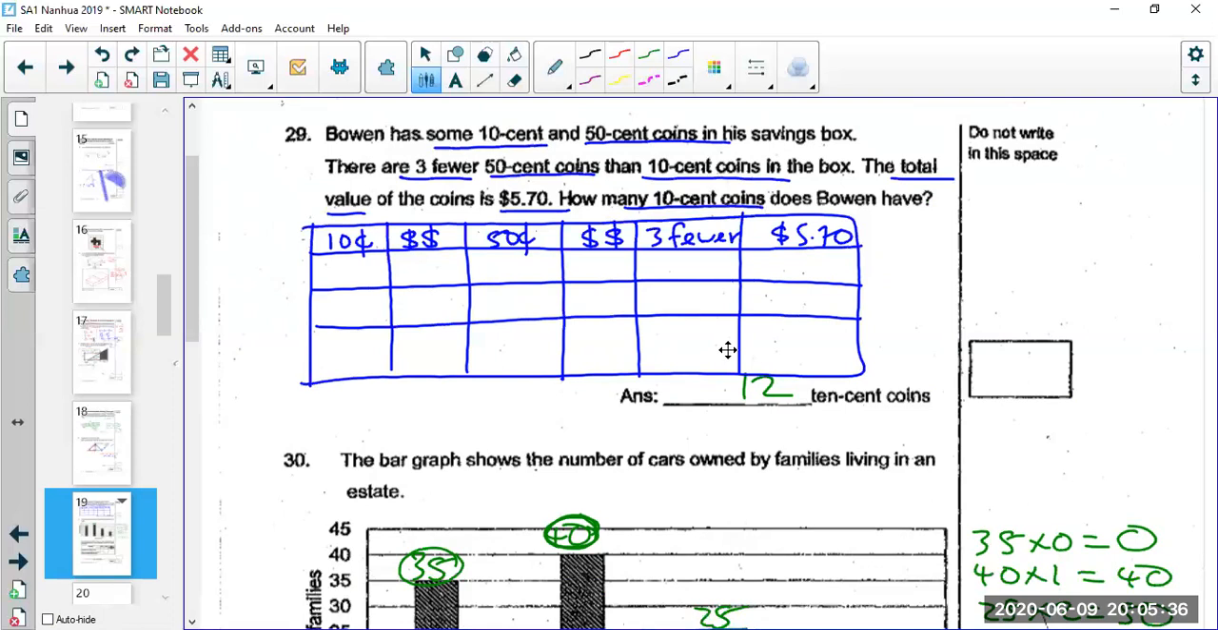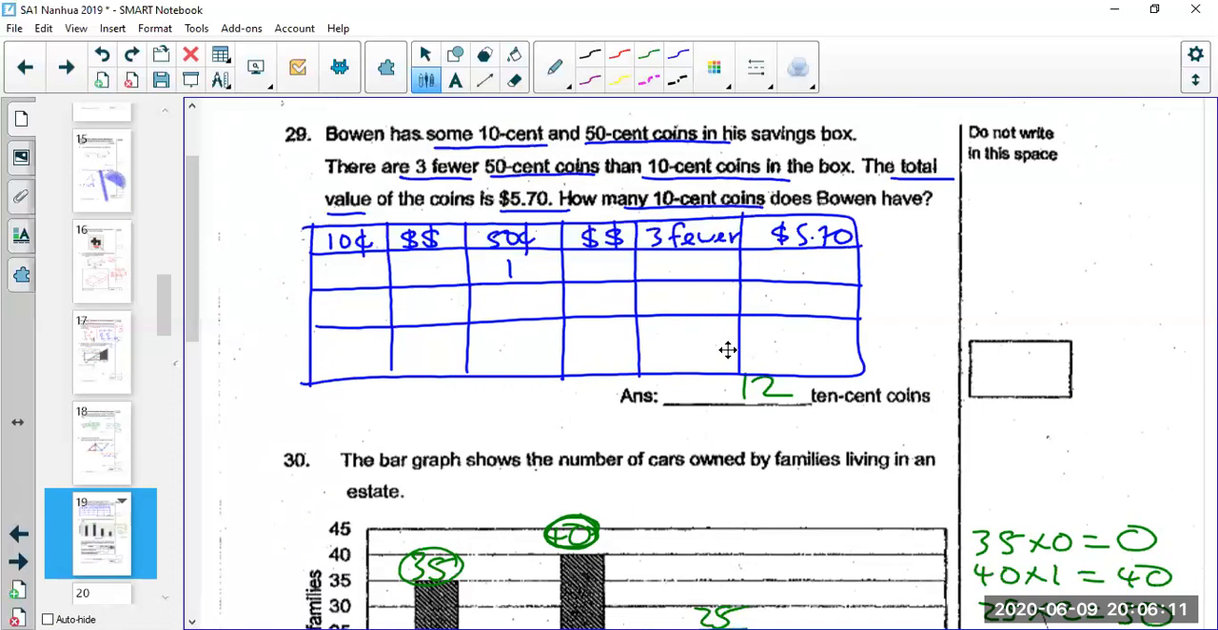Then you can look at the first row, all right? And what's so special about this method? You start with 1. You can either start with 1 10-cent or 1 50-cent coin. But if you look at the question, there are 3 fewer 50-cent coins. So what must you do? You start with 1 50-cent coin. Why is it 1 50-cent coin? Because there are fewer 50-cent coins. So of course you start with 1 50-cent coin, and then the 10-cent coins will have more, right?